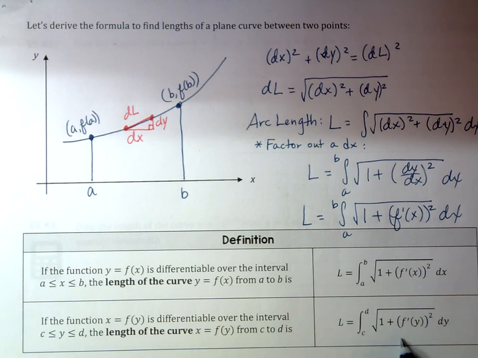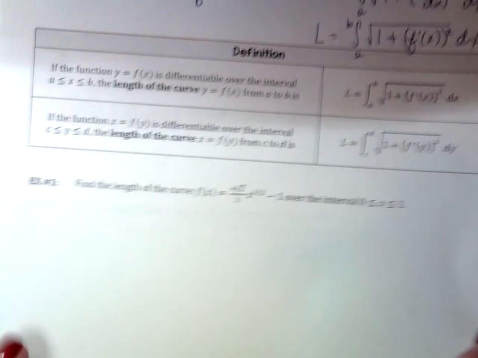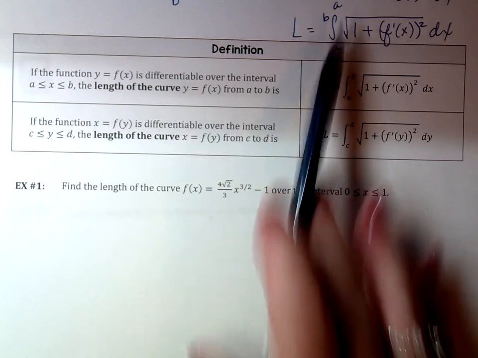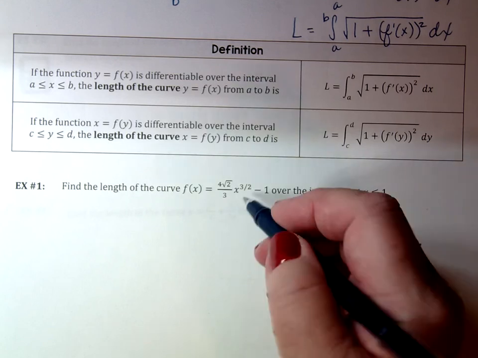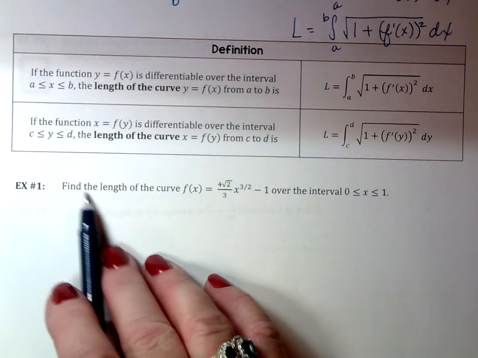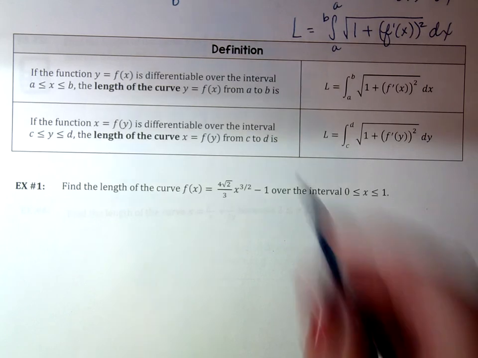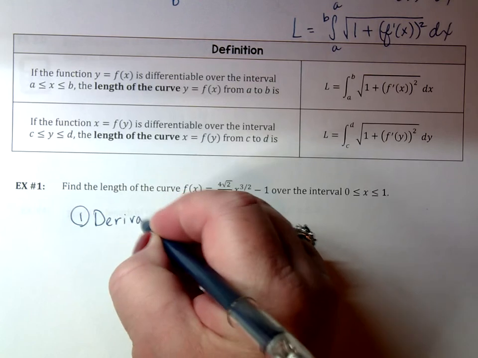Okay? So let's try it. Let me show you how it works. These are relatively easy because you've got a straightforward formula to use. Here's the formula we're going to use. They give you this function, and they say, find the length of the curve from 0 to 1. And you say, all right, not a problem. Well, job number 1 is you need to know what the derivative is, so you can put it in the formula.